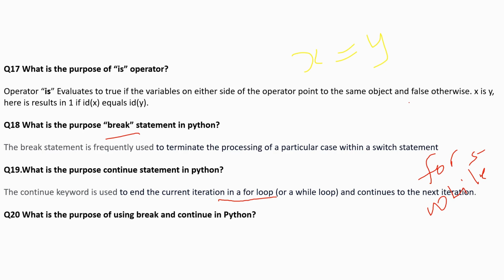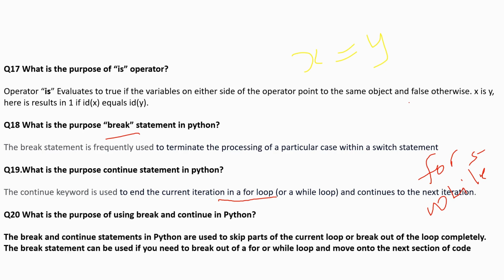So what is the purpose of using break and continue in Python? It's the same thing I've explained. The break and continue statements in Python are used to skip part of the current loop or break out of the loop completely. The break statement can be used if you need to break out of a for or while loop and move on to the next section of code. I think this is very clear to you. So now let's move to the interesting part, where we actually use the script and the commands under the library to achieve the required task, which we should know as a network engineer. Let's move to that part now.